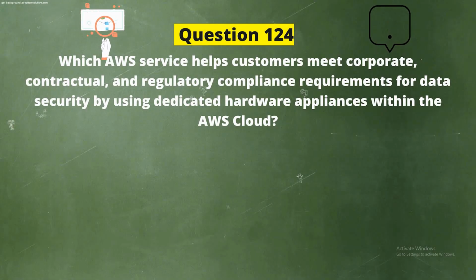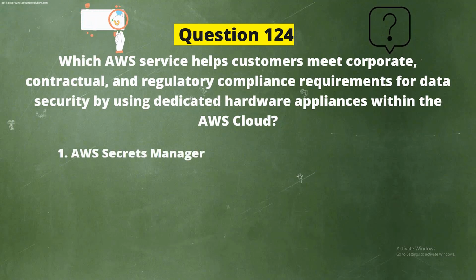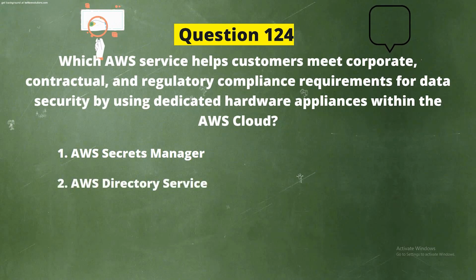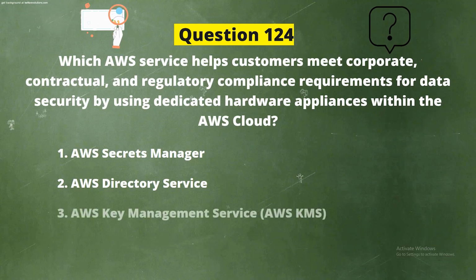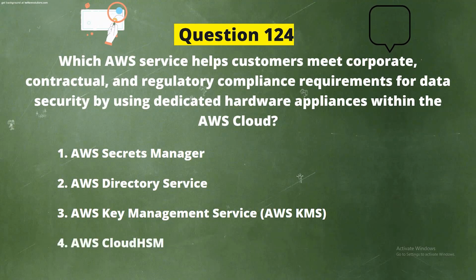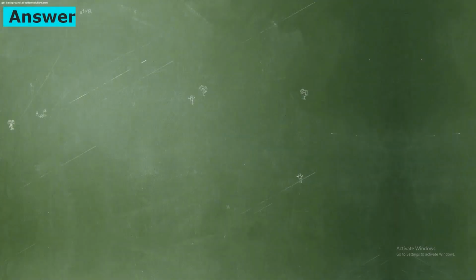Next question. Which AWS service helps customers meet corporate, contractual, and regulatory compliance requirements for data security by using dedicated hardware appliances within the AWS cloud? And the options are Option 1. AWS Secrets Manager. Option 2. AWS Directory Service. Option 3. AWS Key Management Service, AWS KMS. Option 4. AWS CloudHSM. And the correct answer is Option 4.